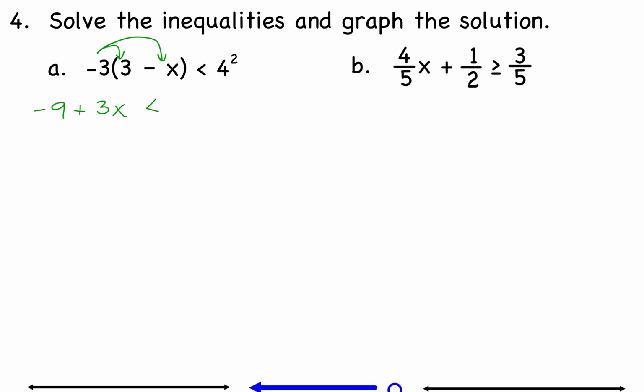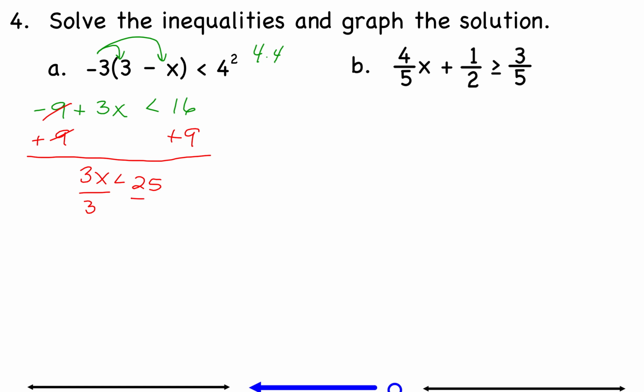And then we have is less than. This says 4 squared. Well, remember 4 squared means 4 times 4, not 4 times 2. So that is 16. Now we're ready to go ahead and use our order of operations. And we want to add 9 to both sides since we're trying to isolate the x variable. So when we add 9 to both sides, we end up with 3x being less than 25. And then we're going to go ahead and divide by 3. Divide by 3. And we get x is less than 25 thirds, which is 8 1/3.